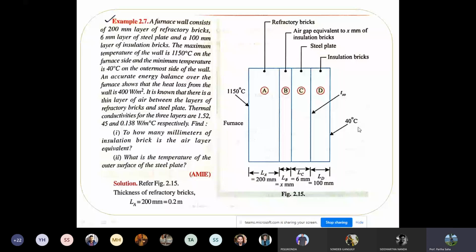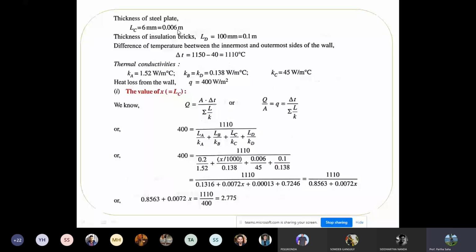Okay, it has been given here. So this is my inside furnace. This is the atmosphere, and this is how the temperature is gradually decreasing. Now refractory brick is given 200 millimeter, steel plate 6 millimeter, insulation brick 100 millimeter. The difference of temperature between the innermost and outermost side of the wall is 1150 minus 40, 1110. Thermal conductivity of each layer is given.